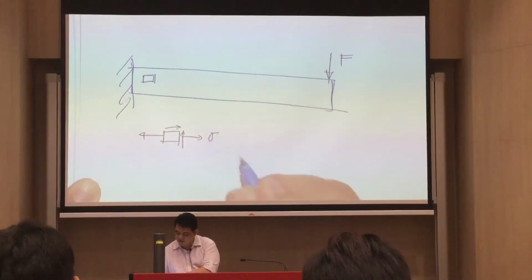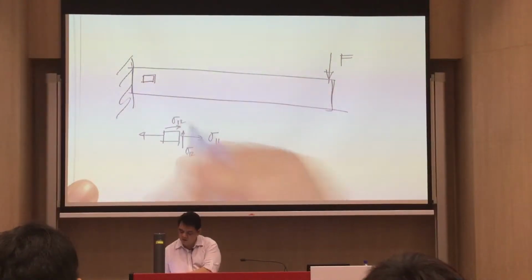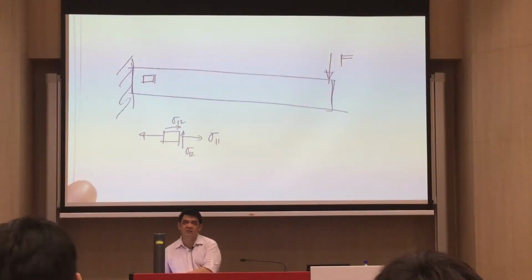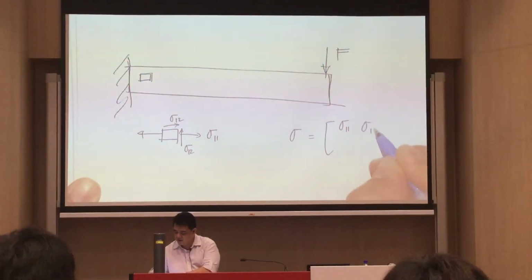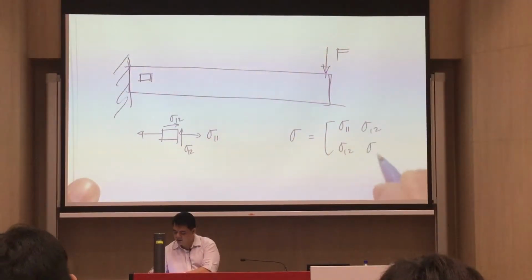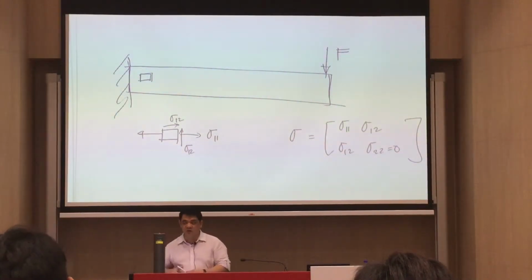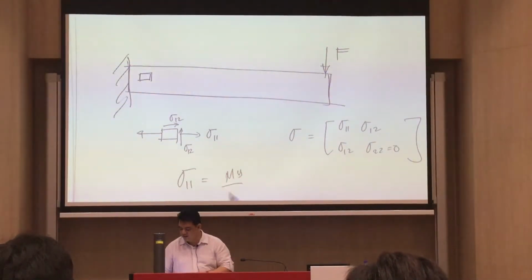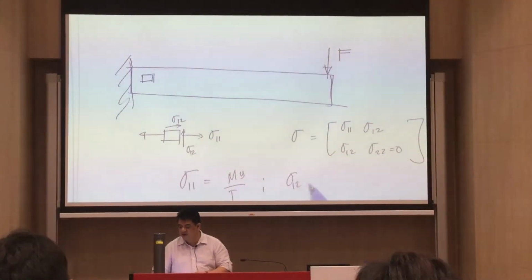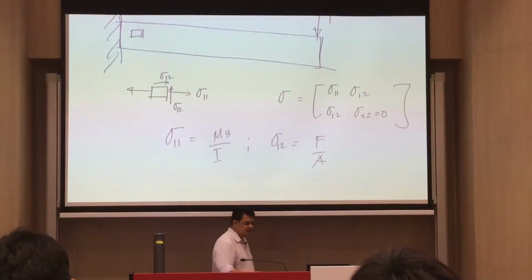So you have this one to be sigma 11, and this one is sigma 12, sigma 12. What about sigma 22? It's 0. So your state of stress is sigma 11, sigma 12, sigma 12, and sigma 22, which is 0. So that is your state of stress. Of course, how do you solve for sigma 11? That is your stress due to bending, which is My over I. And how do you solve for your shear stress, sigma 12? That is simply F over A. So you have this in the slides.